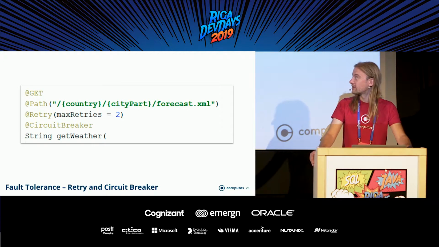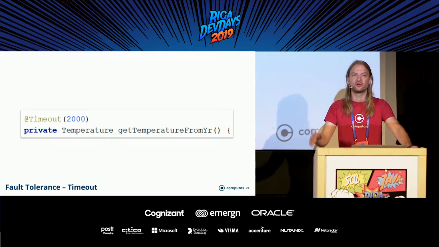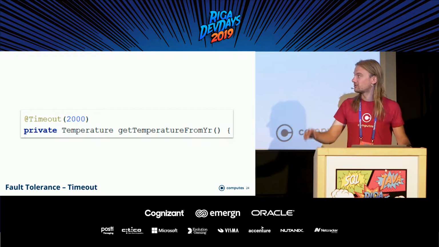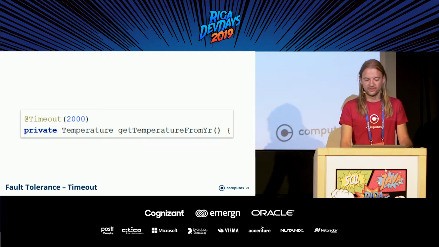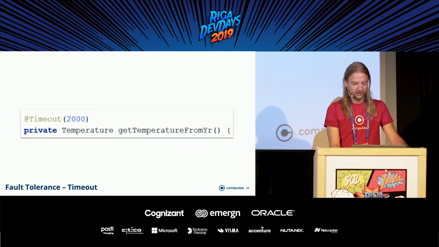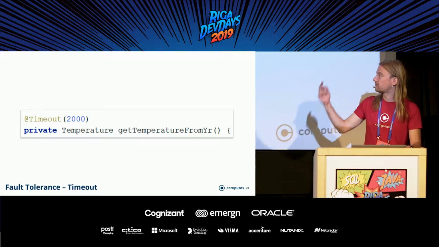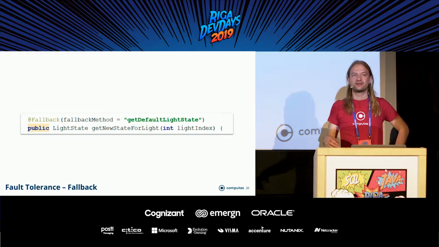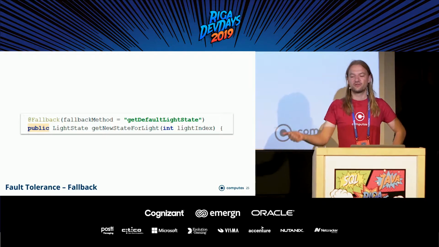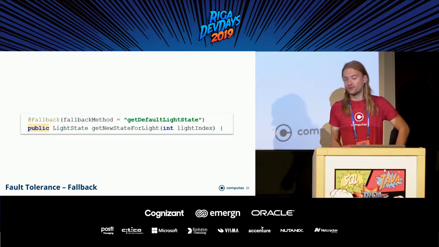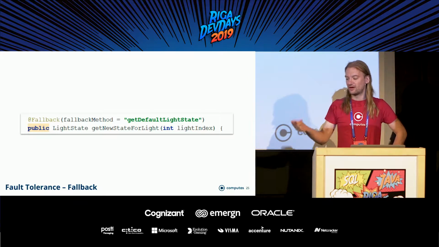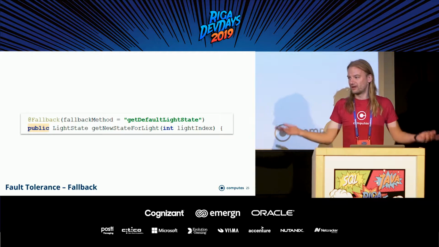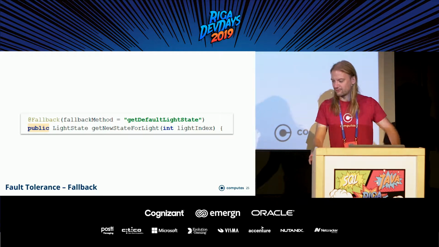Another thing you can do is say timeout. If this method call takes more than 2 seconds, so that's milliseconds, then you get a timeout exception and you can carry on. And if even that fails, you have the concept of fallback. If we can't get contact with either the light service or the time service, so we can get neither time nor weather, then we have a default light state. If we don't get a light state from anywhere, then we go to the default light state.